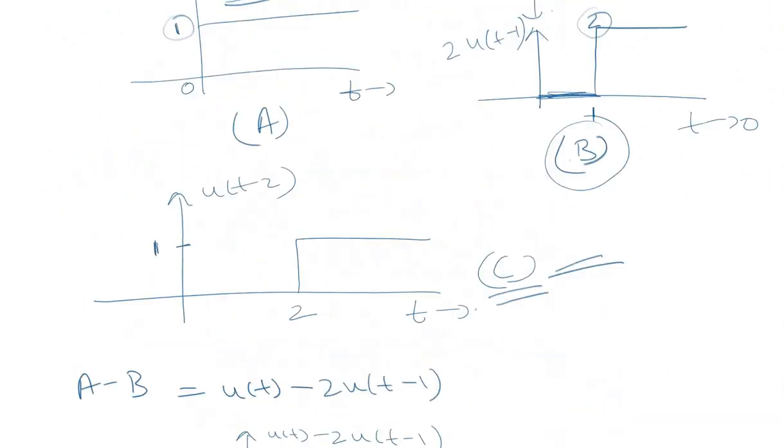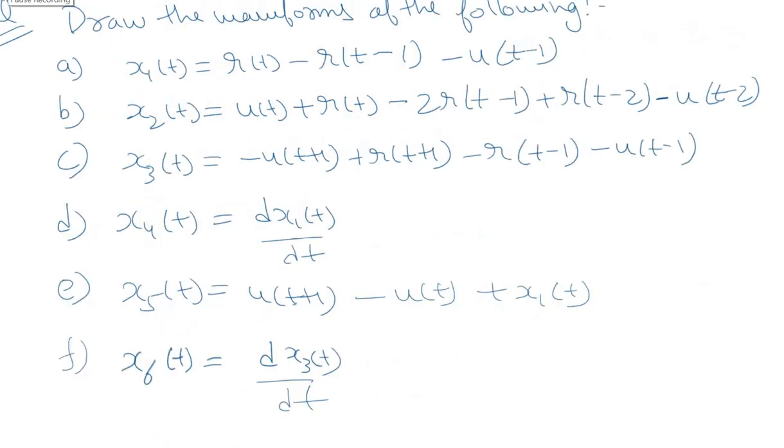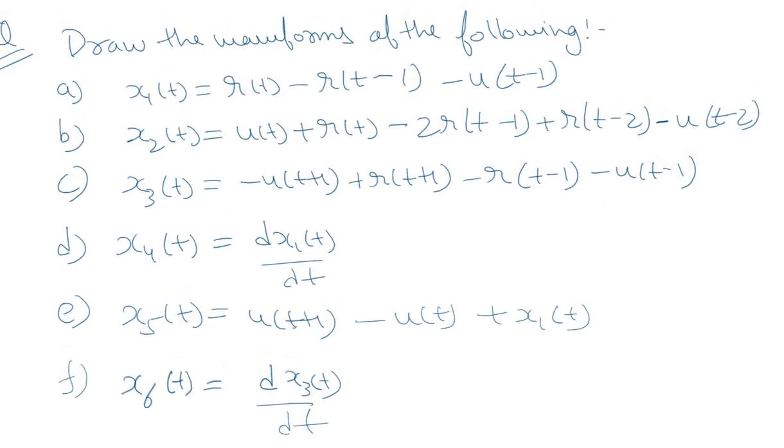Similarly, you can try all the given questions over here. All these are the transformations of a unit step function. Similarly, for your practice, you can try these questions as well. These 6 questions are again on the same pattern, that is, you need to draw the waveforms of all these 6 signals, which are combinations of the ramp signal and unit step signal. So this will give you a very good picture of the signal transformations and the properties of ramp and unit step functions.